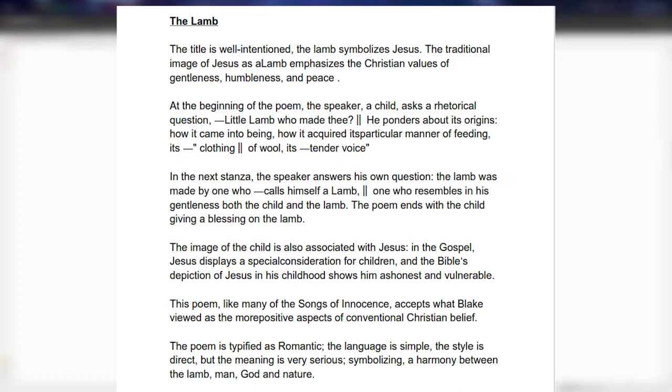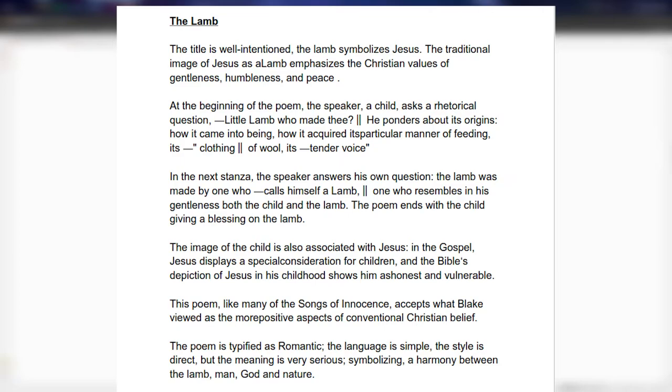In the gospel, and you know that's a holy book, part of the Bible, Jesus displays a special consideration for children. We notice that. And the Bible's depiction of Jesus in his childhood shows him as honest and vulnerable. My goodness. That is the reason why Songs of Innocence depict people who come under the innocence here as vulnerable people, easily manipulated, easily exploited by others.